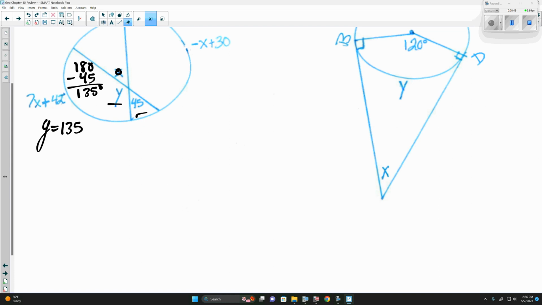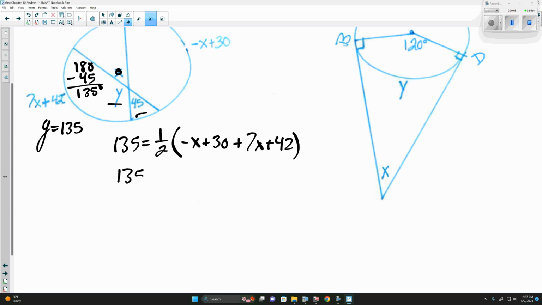Because that's true, it means that 135 is equal to 1/2 of these two angles added together. So negative x plus 30 plus 7x plus 42. I need to fix this one, is what it's sounding like, because 135 is equal to 1/2 of 6x plus 72.